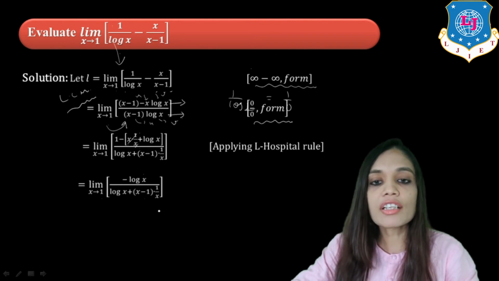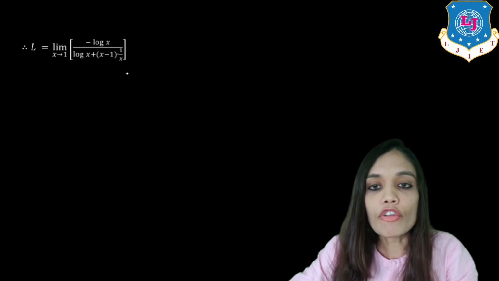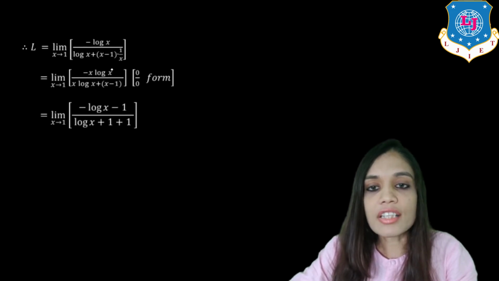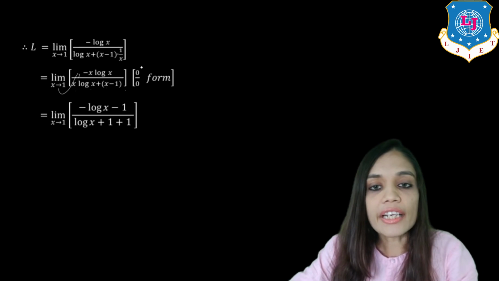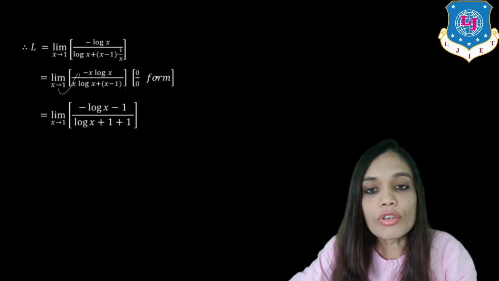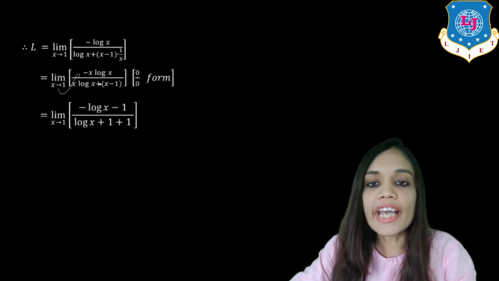Now we'll simplify this further by taking LCM. So take LCM of x. So you will get minus x log x upon x log x plus x minus 1. Now suppose if you put x tends to 1, you will get again 0 by 0 form. So again we have to apply L'Hopital's rule. So do the derivative again.